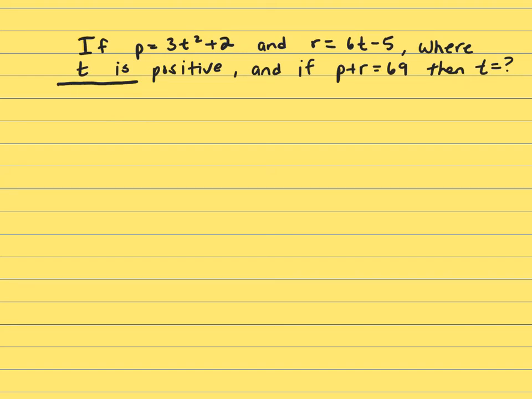We were trying to find T, and we know that P plus R equals 69. And another name for P is 3T squared plus 2, plus R is 6T minus 5. And we know that equals 69. So we're in good shape because we have an equation that just has the variable T in it.